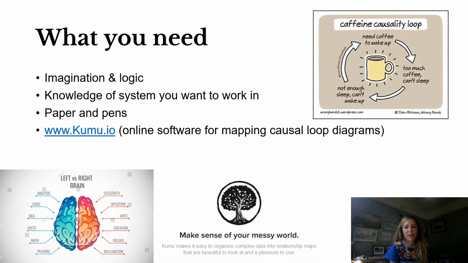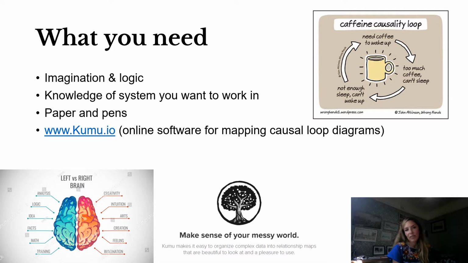So causal loop diagrams are relatively simple. What you need if you are exploring this method is imagination and logic, so engaging both your left and right parts of your brain. You also need knowledge of the system that you want to work in. This could be from if you've already done a conceptual social ecological systems map of your system, or you've collected a whole lot of data on various different relationships between variables in your system. Those are good starting points.